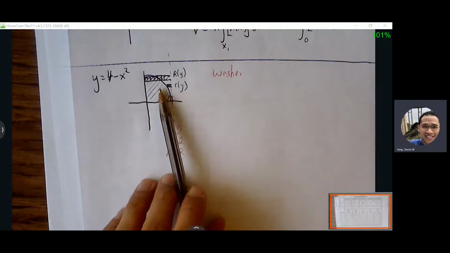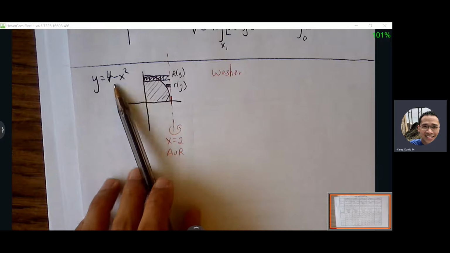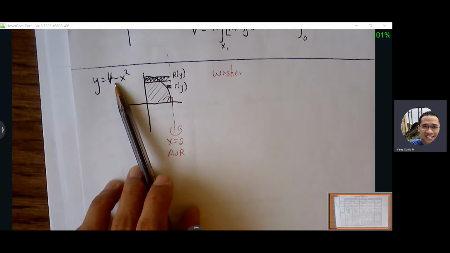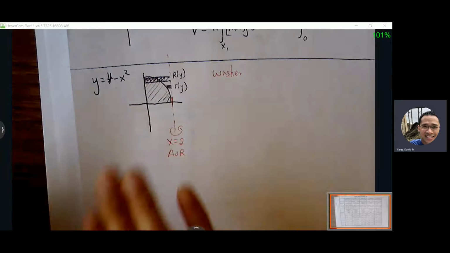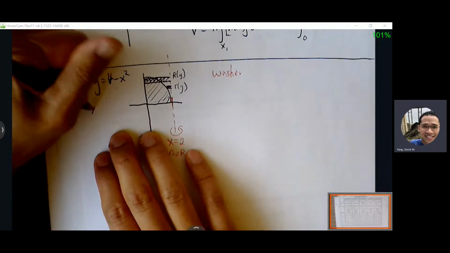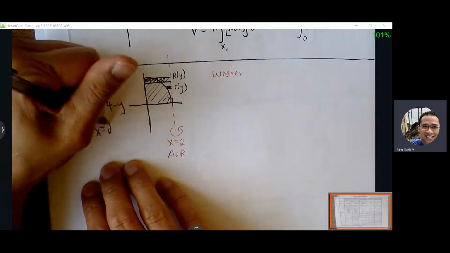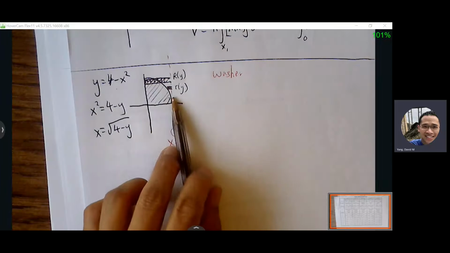Okay. Now, as soon as you see a horizontal radius, you have to prepare yourself, because there's some additional work ahead of you. These equations are not suitable for right minus left. So I've got to rewrite them in terms of x. I've got to solve as x equals. So if I rearrange the equation here, I get x squared equals 4 minus y. Take the square roots. And now this represents the curve.